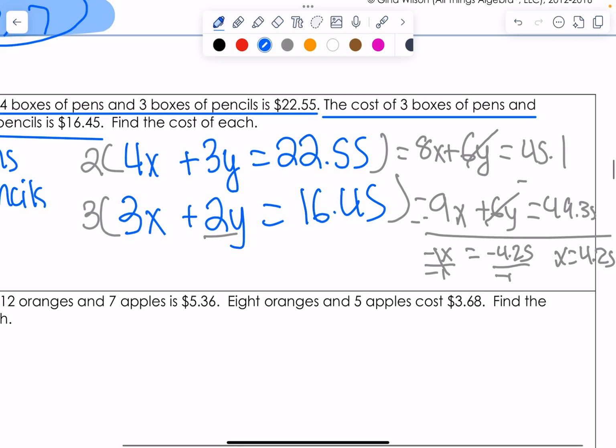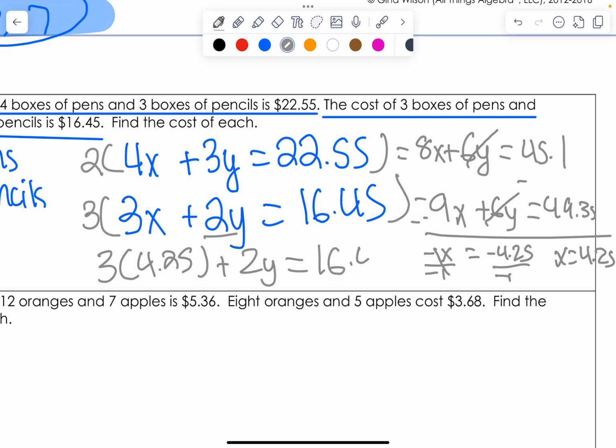And so that's what I'm going to do now. If x is 4.25, 3 times 4.25 plus 2y has to be the same as 16.45. Again, taking my x, plugging it in for x so I can find out what y is. That's what we're doing here. And I'm going to get my calculator out.